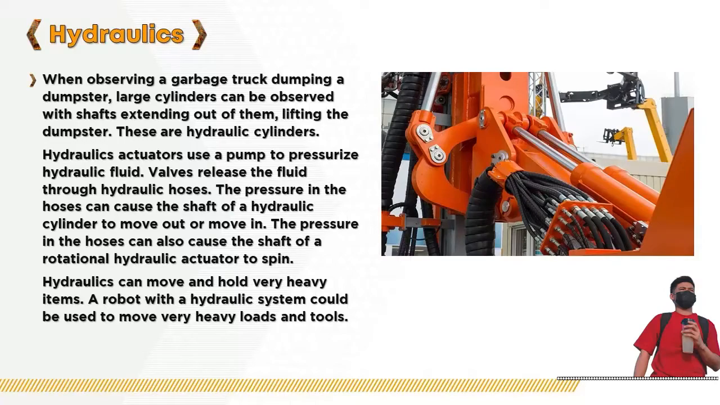Hydraulic actuators use a pump to pressurize hydraulic fluid. Valves release the fluid through hydraulic hoses. The pressure in the hoses can cause the shaft of a hydraulic cylinder to move out or move in. The pressure in the hoses can also cause the shaft of a rotary hydraulic actuator to spin. Hydraulics can move and hold very heavy items. A robot with a hydraulic system could be used to move very heavy loads and tools.